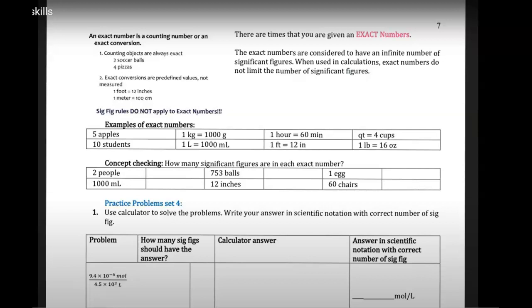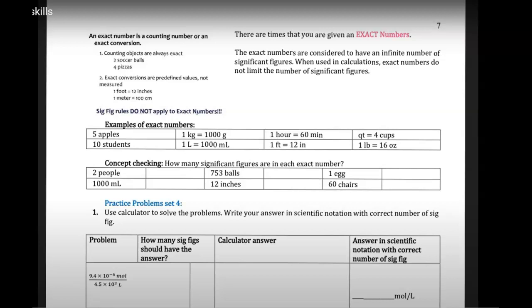When do we not care about significant figures? When we are talking about exact numbers, when we are counting something, so we're not measuring. The difference with measurement is that you need a device to do that. When you are counting, this is something that can only be a whole thing. You can't have half a person or half a chair, right? So you only can have the whole thing. So that would be counting objects like 2 soccer balls or 4 pizzas.